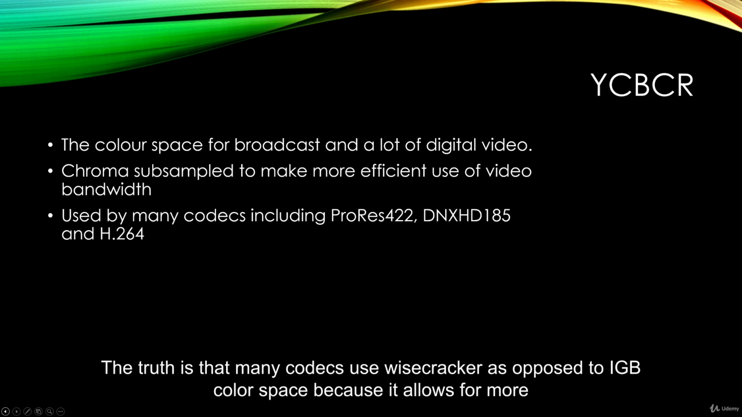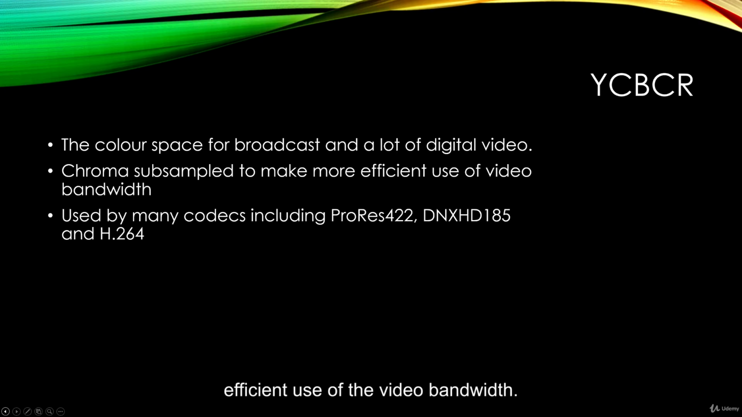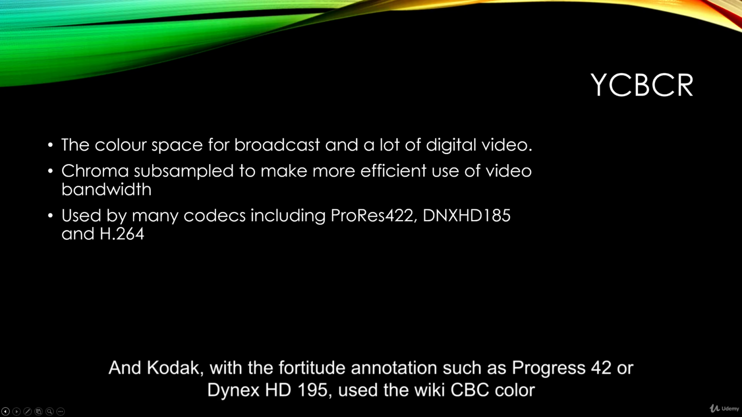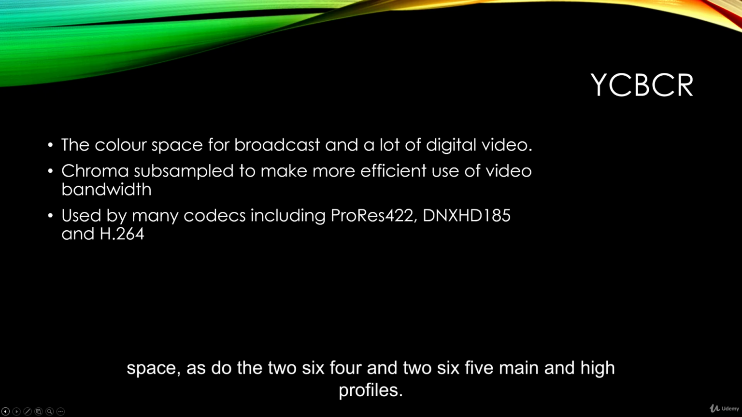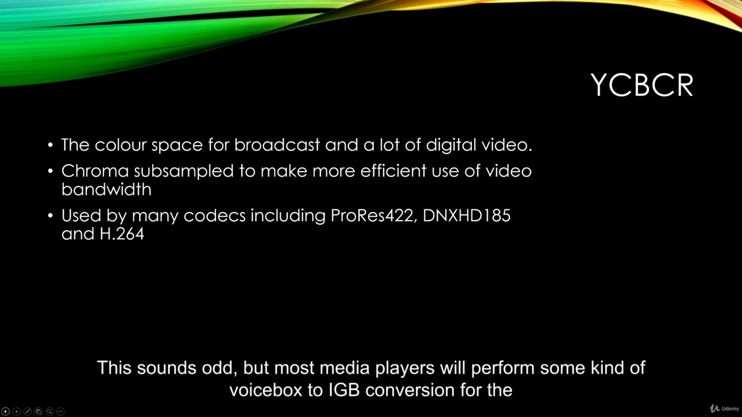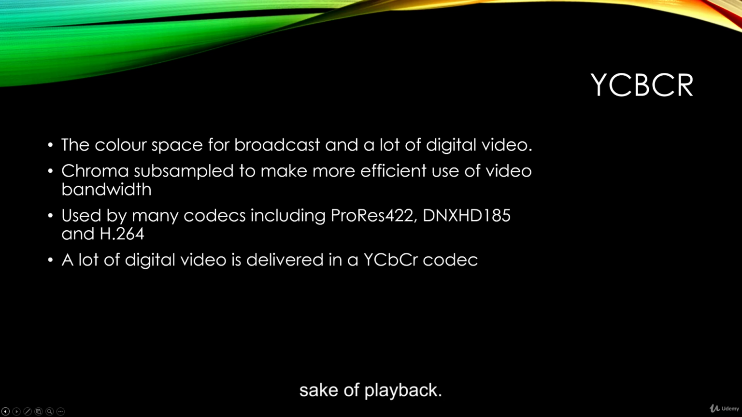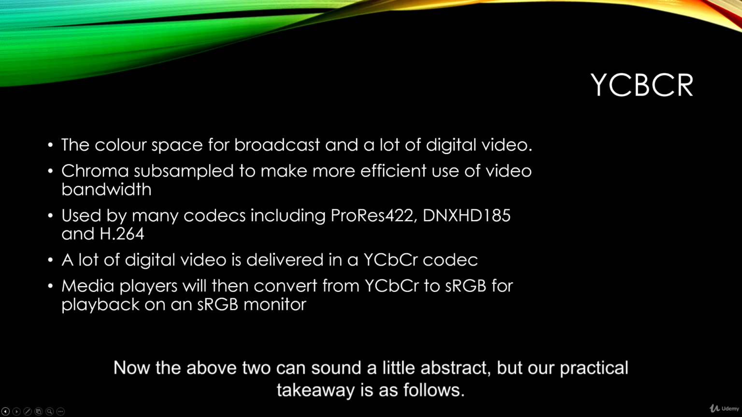The truth is that many codecs use YCbCr as opposed to RGB color space because it allows for more efficient use of the video bandwidth. Any codec with a 422 denotation, such as ProRes 422 or DNxHD 185, use the YCbCr color space, as do the H.264 and H.265 main and high profiles. This sounds odd, but most media players will perform some kind of YCbCr to RGB conversion for the sake of playback. Now, the above two can sound a little abstract, but our practical takeaway is as follows.